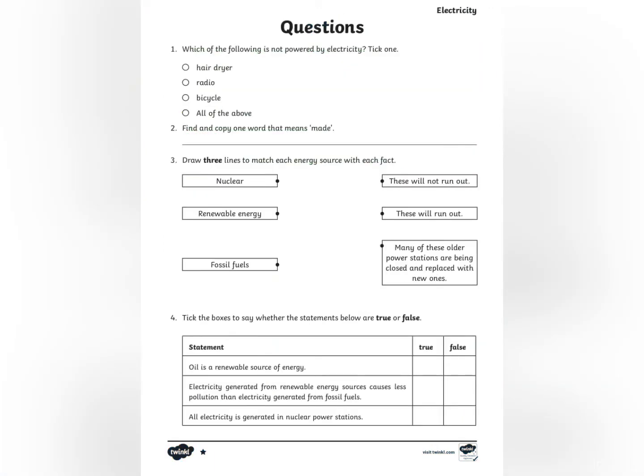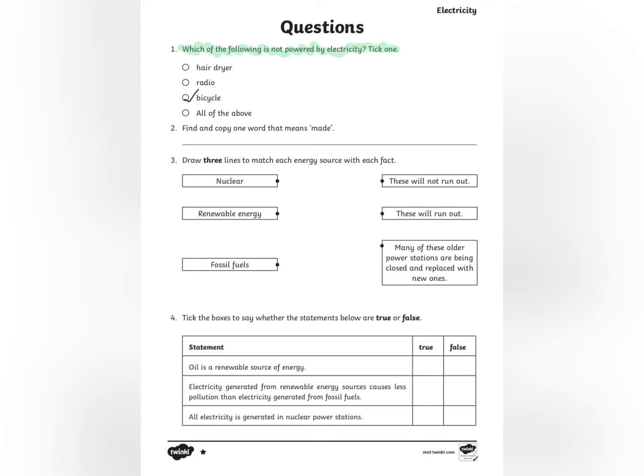Question 1 says, which of the following is not powered by electricity? We can only tick 1. I have chosen bicycle as one item that is not powered by electricity because it is not on the list of everyday items that we use.